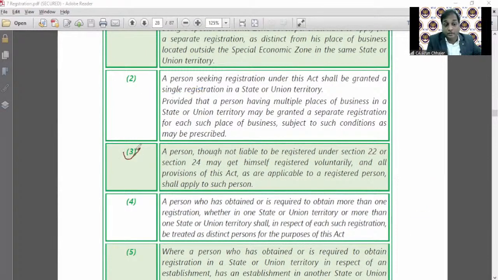Fine. Suppose my turnover does not exceed the threshold limit. Can I take the voluntary registration? Answer is yes, you can take the voluntary registration. Why then separate casual taxable person, normal person, although both are not liable?